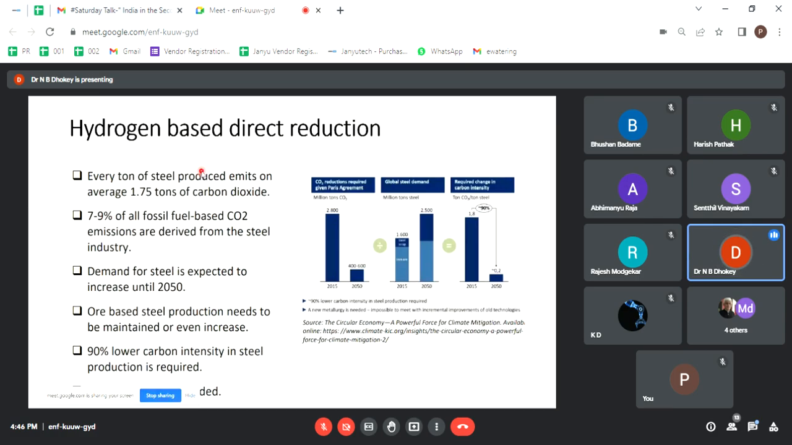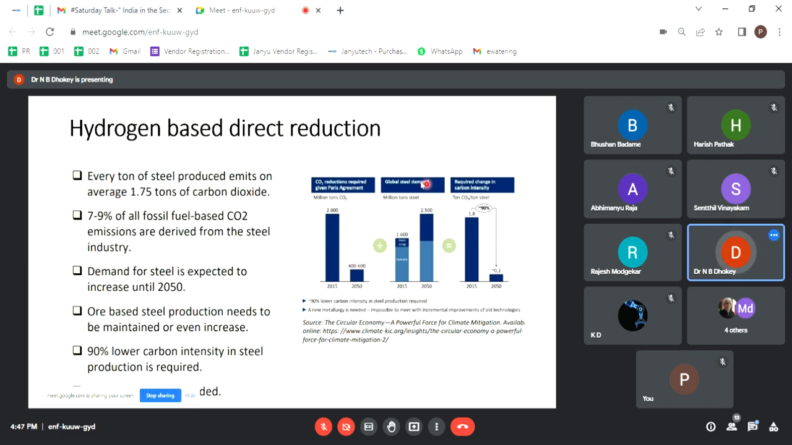On the basis of hydrogen, if you look at the projections, we are aware that steel making routes emit a lot of carbon dioxide. And if you look at this particular histogram on CO2 reduction, this is what is proposed in the Paris Agreement. By 2050 we should be at this level, from 2800 to 400 to 600 million tons of CO2 going into the environment. So these are the projections put up by the Paris Agreement.